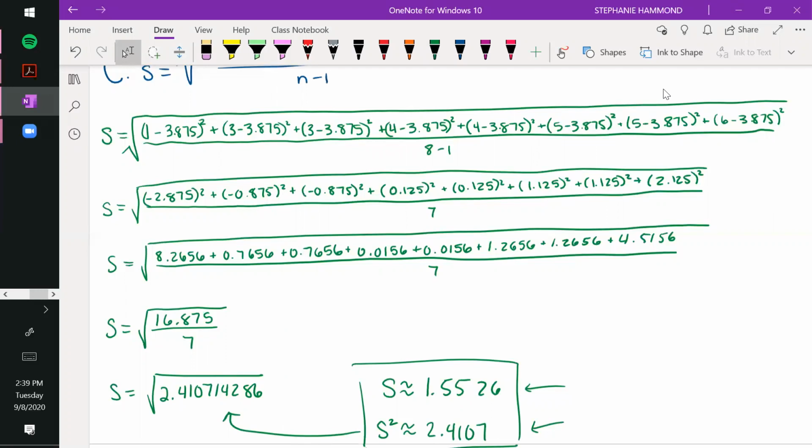Of course, on your AP exam, you have a calculator portion and a non-calculator portion. In general, if they're going to ask you to calculate the sample standard deviation by hand, it's going to be a pretty small sample. So you should know how to do it by hand for a small sample, but for large ones, we're going to save some time and we're going to use a graphing calculator.